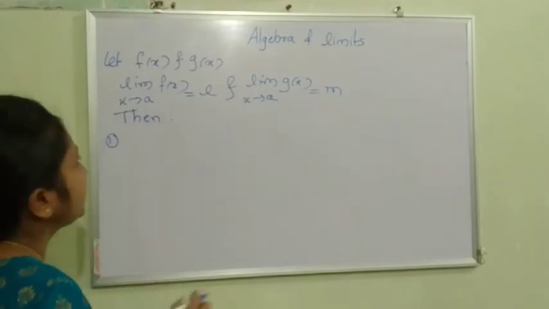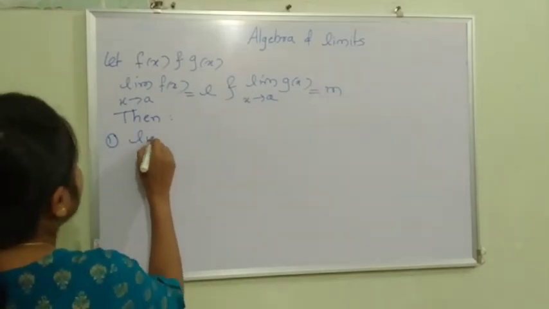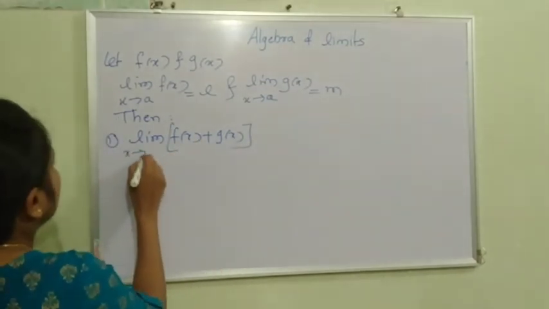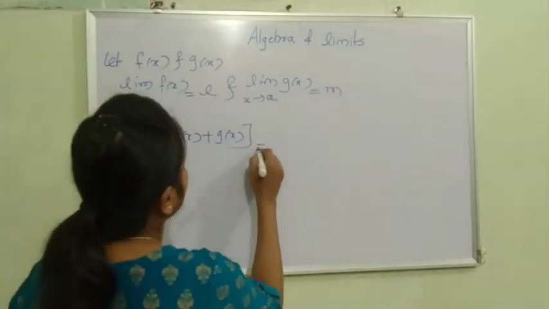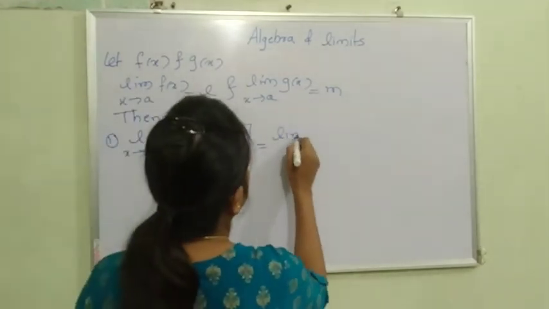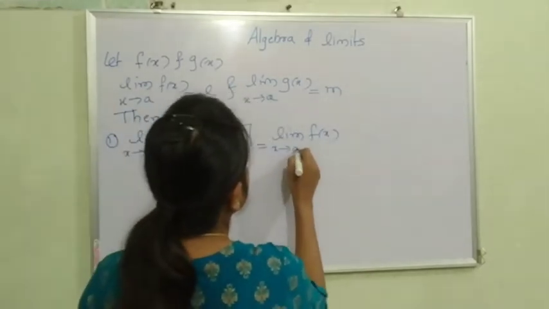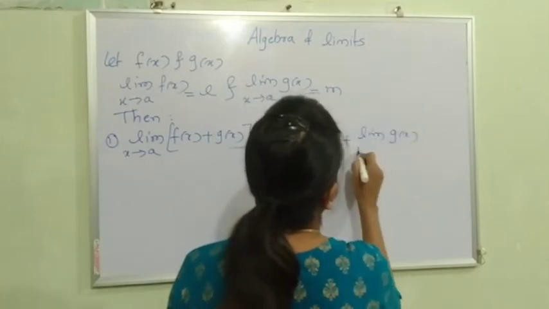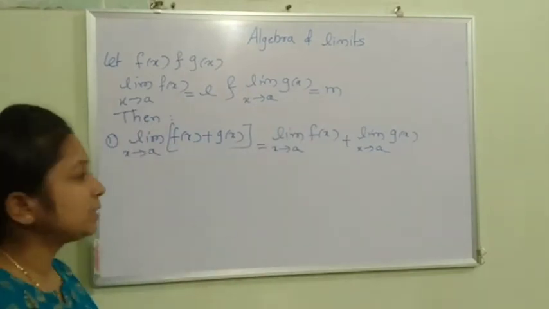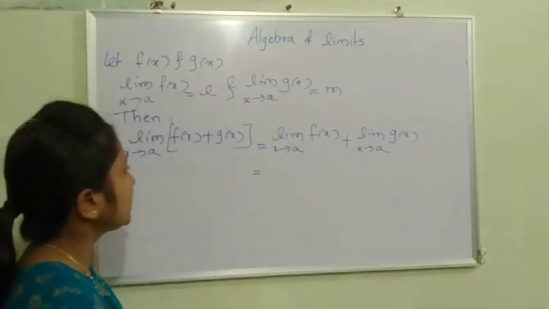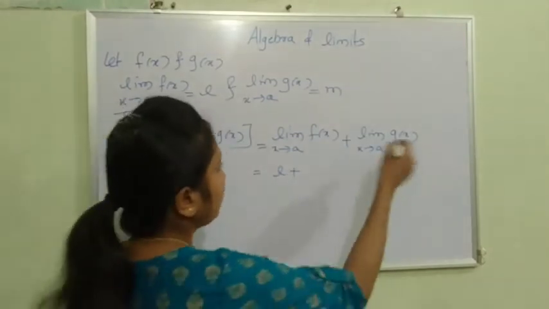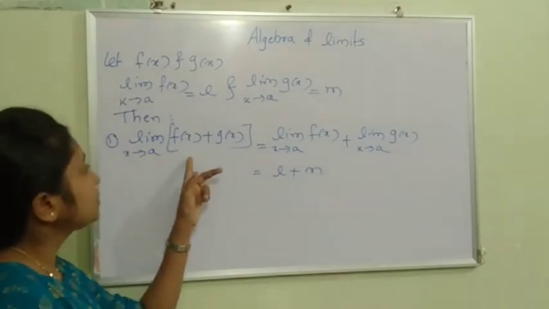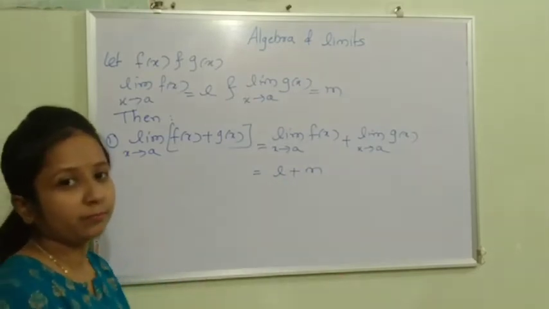Algebra of limits. First one, addition of these two functions. What is the limit of f of x plus g of x? First of all, separate the limits. We obtain the limit of f of x as x tends to a plus the limit of g of x as x tends to a. They have given that the limit of f of x is L and the limit of g of x is m, so it is L plus m. We can say that the limit of a sum of functions equals the sum of their limits.